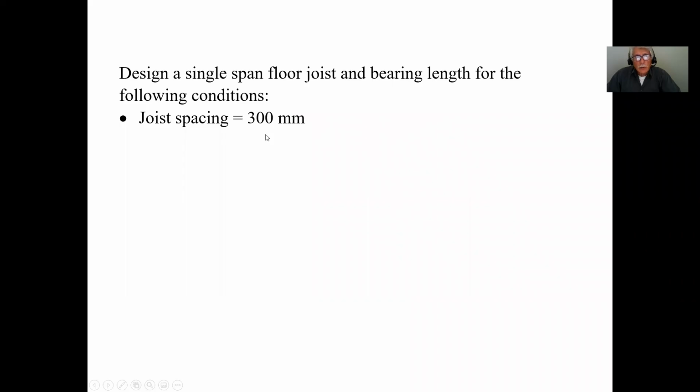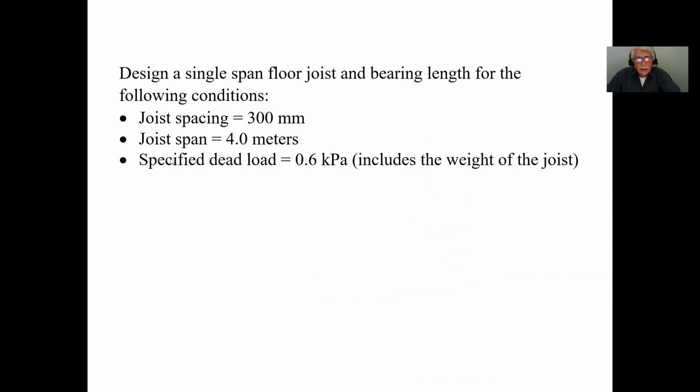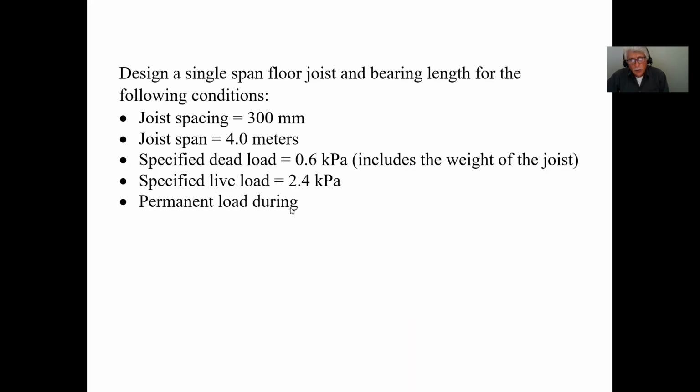Okay, so now the joist span is 4 meters, which is a relatively good span for joists. And we had the specified dead load was 0.6 kPa and includes the weight of the joist. I just wanted to throw that in so people don't have to say, well, what about the weight of the joist? Now we have 2.4 kPa, so this can be a commercial floor. And we have a permanent load duration. So therefore, that's going to modify something in our calculations.